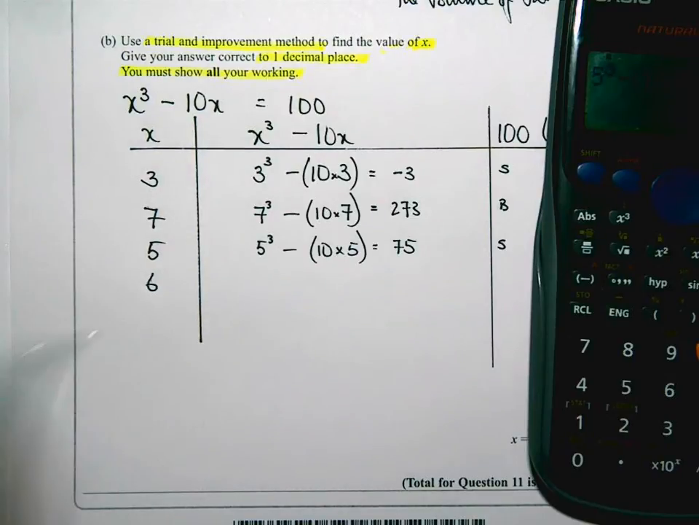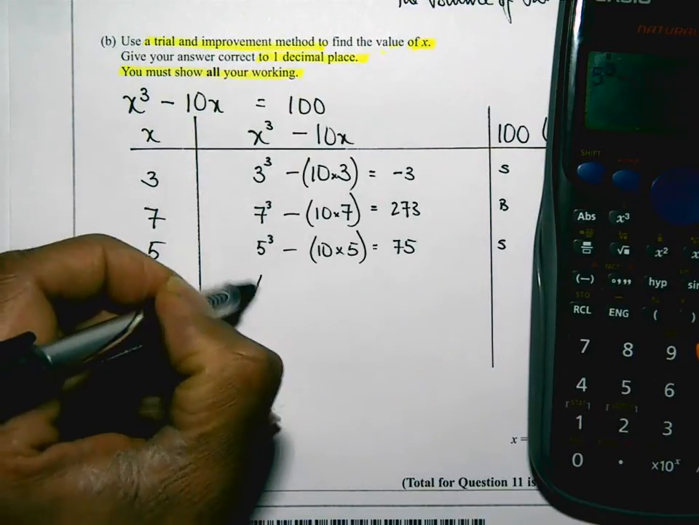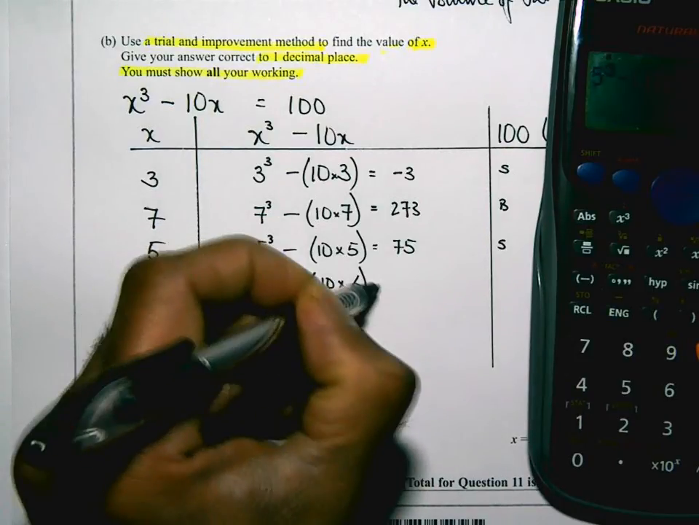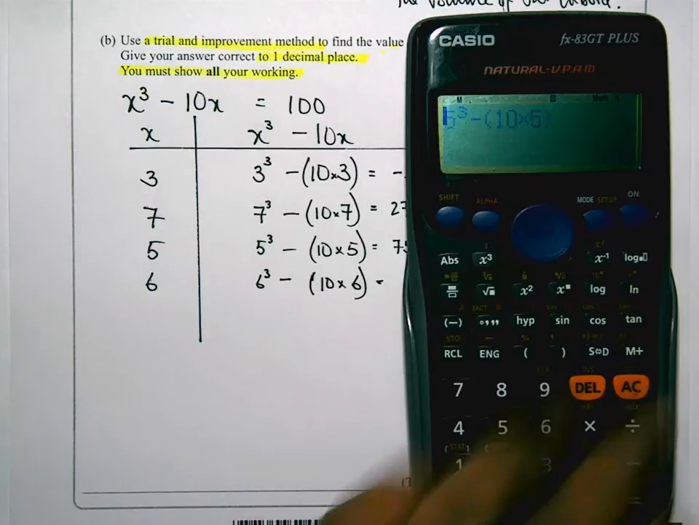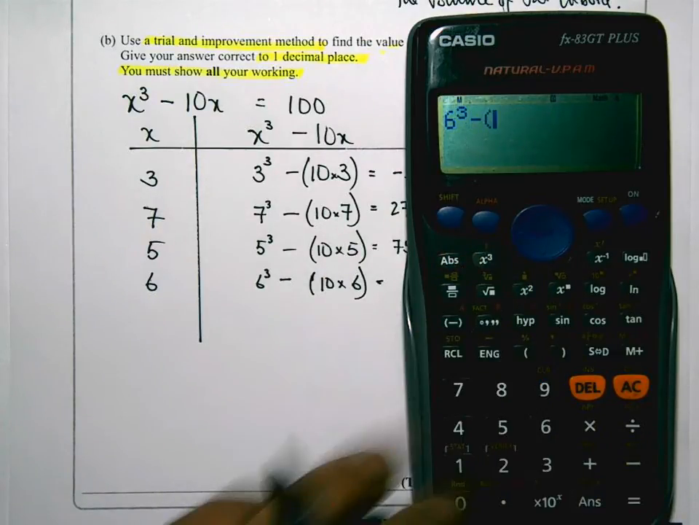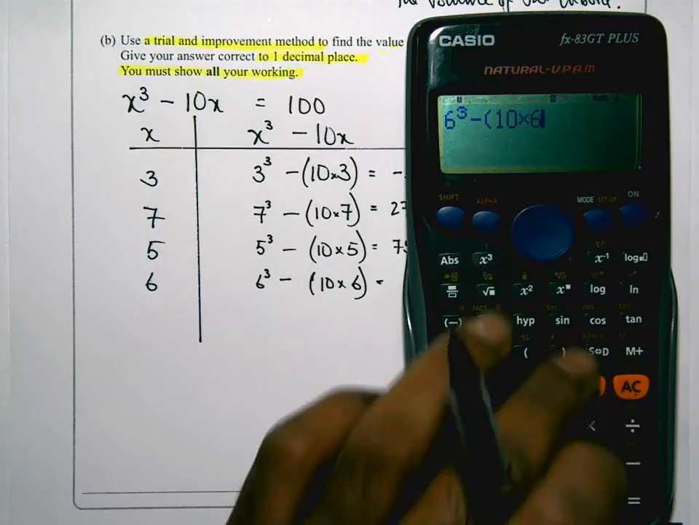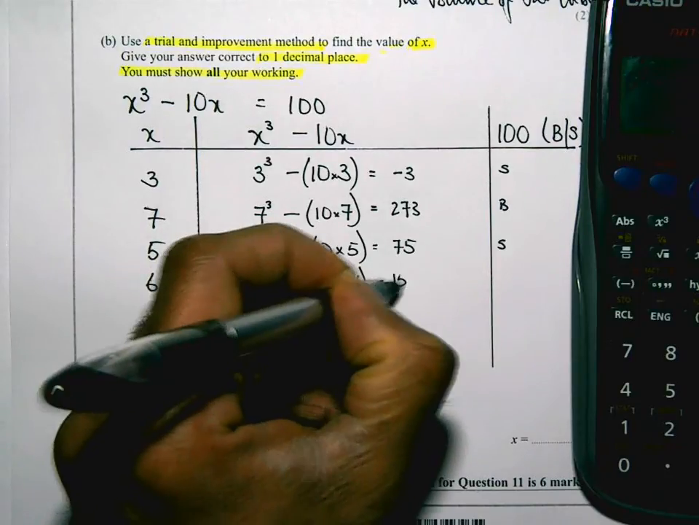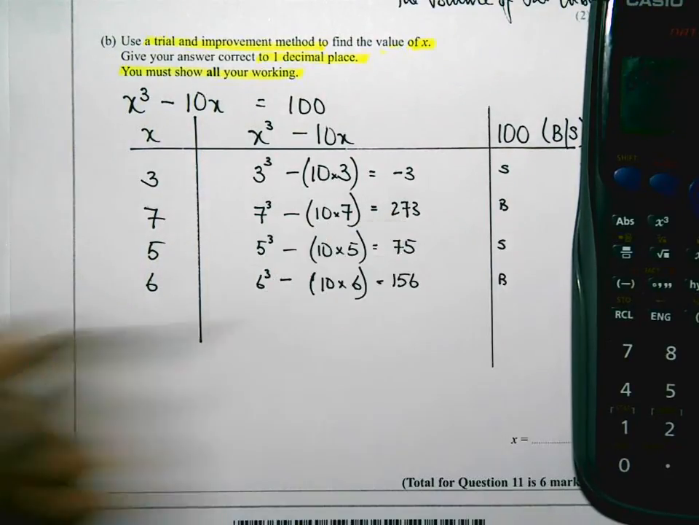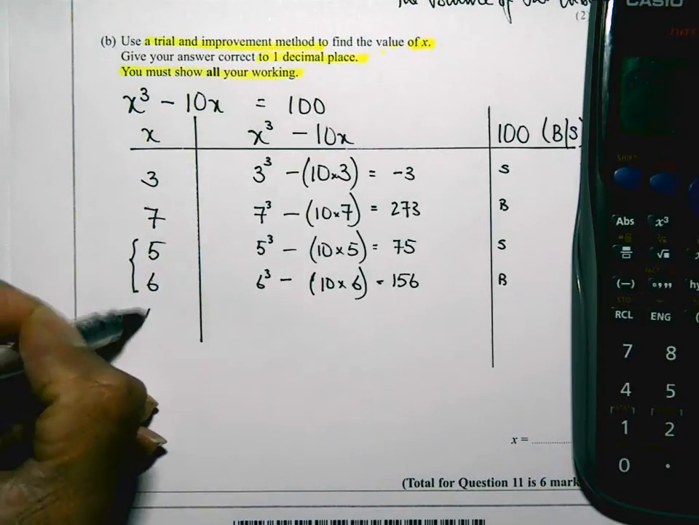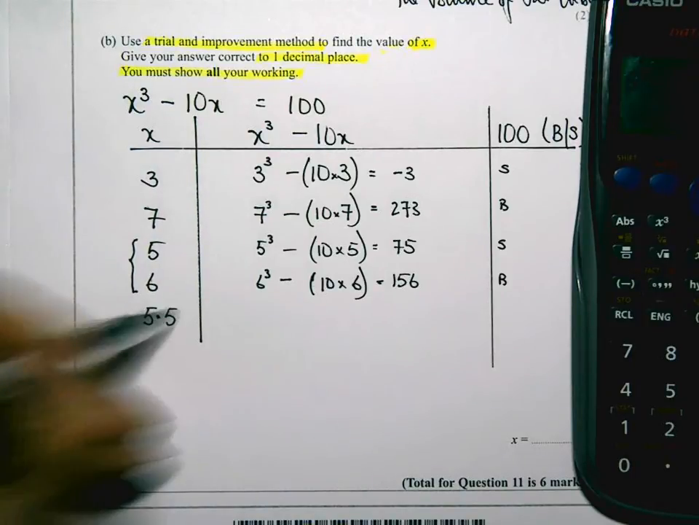So 6 cubed take away 10 times 6. That's 156. That's too big. But that tells me that my answer to one decimal place is going to be between 5 and 6. So I'm going to start off by looking at 5.5, the number that's halfway between both of those.